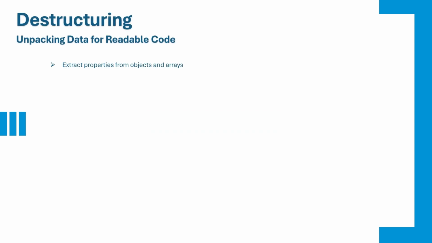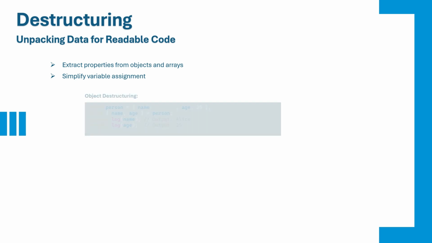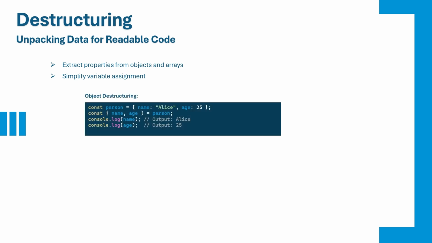Destructuring allows us to extract values from objects and arrays efficiently. This makes code more readable and reduces redundancy. Destructuring shines when dealing with complex data structures. Here, we are pulling the name and age properties directly from the person object using object destructuring. This syntax makes our code concise and eliminates the need for repetitive references like person.name.